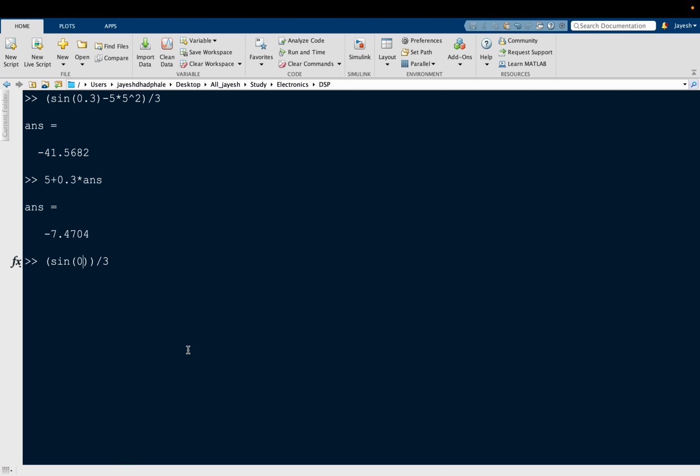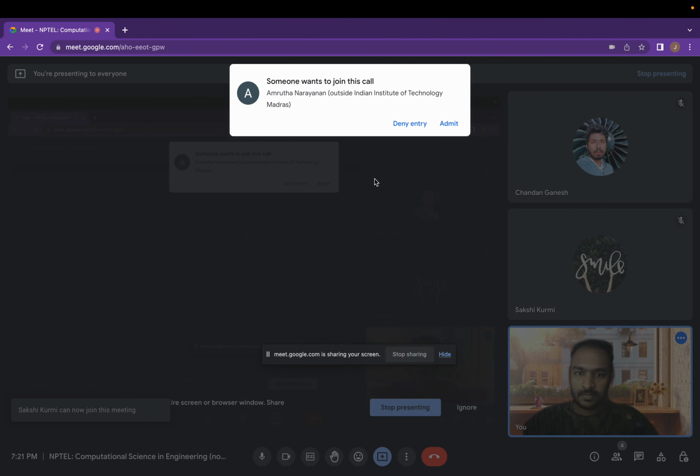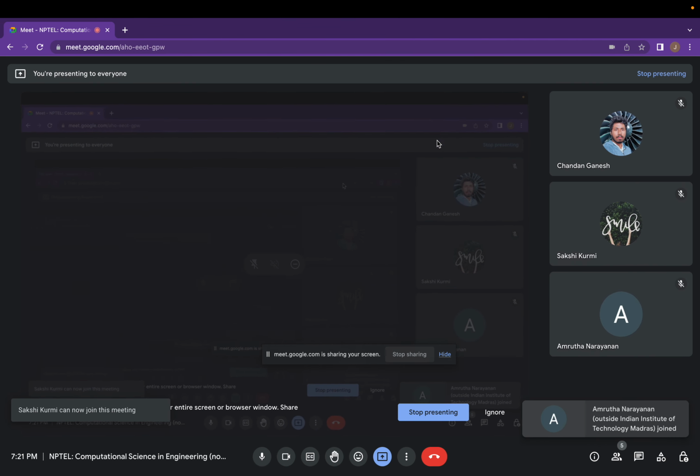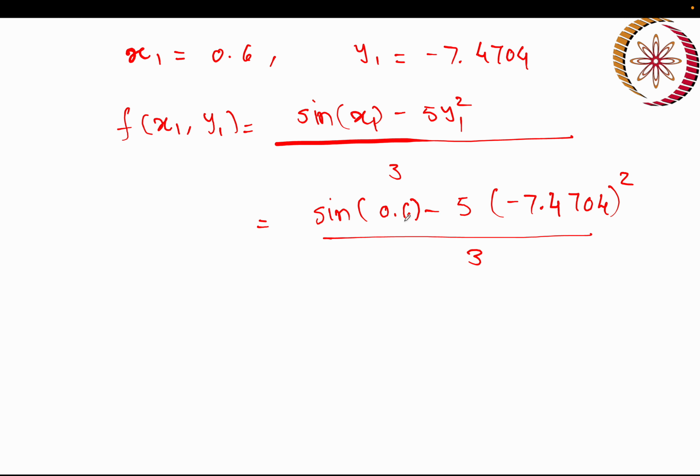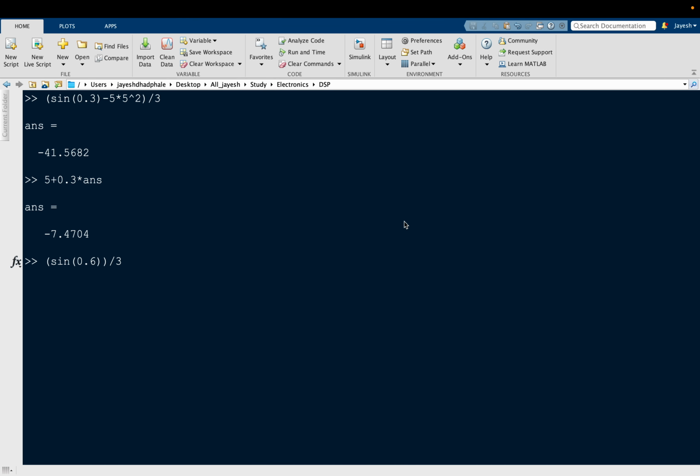sine of 0.6 minus 5 into, this is the previous value of y, raised to 2. Okay. So this is minus 92.8232.